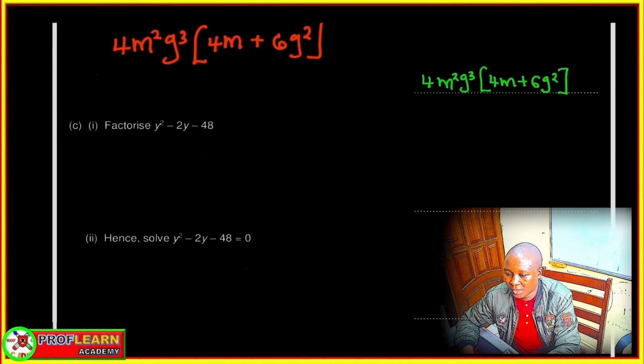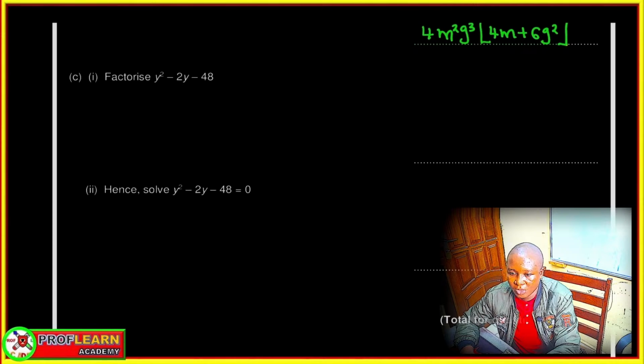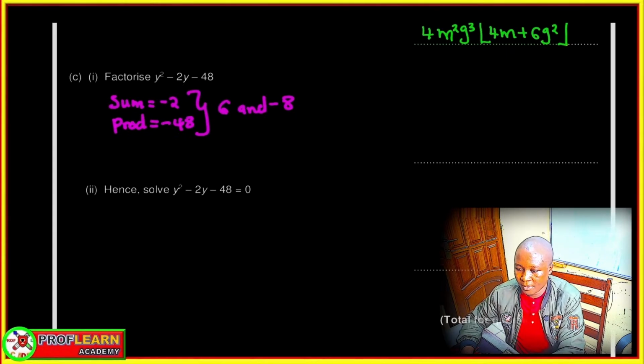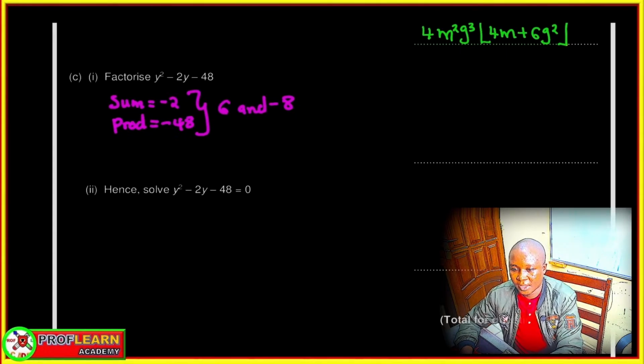Let's move to the second part, factorization of quadratics, and then using that factorized form to find the solution. Now, we are going to find two numbers whose sum is -2, but the product is -48. The two numbers are 6 and -8. Then we are going to express -2y in terms of the two numbers that we have mentioned here, which are 6 and -8.